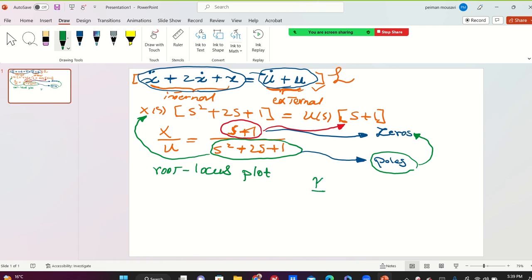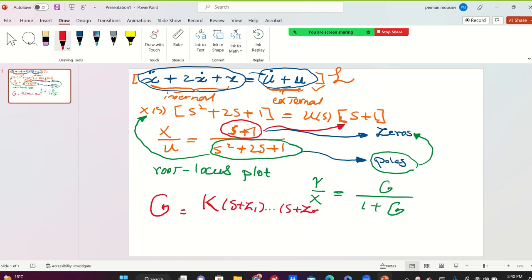We want to see this because, generally speaking, the closed loop transfer function is the open loop transfer function over 1 plus G, the open loop transfer function. And I taught you in your notes that you can write the open loop transfer function as a gain K times (s plus z1) until (s plus zm), divided by (s plus p1) to (s plus pn). Remember that we had previously?